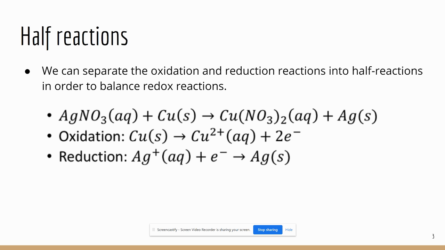I'm going to walk you through how to do this, but what I want you to notice right away is the first thing is I didn't include what's called the spectator ions here. The NO3 was aqueous on both sides. I did not include it. It wouldn't necessarily be wrong to include it, but I prefer not to. The second thing that's a little bit more interesting, you haven't really seen before, is that in the oxidation, we see that the electron is a product, and in the reduction, we see that the electron is a reactant.